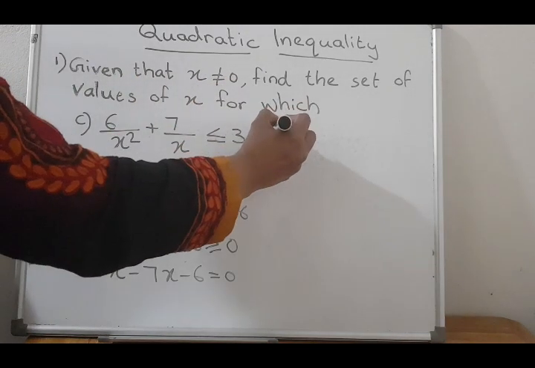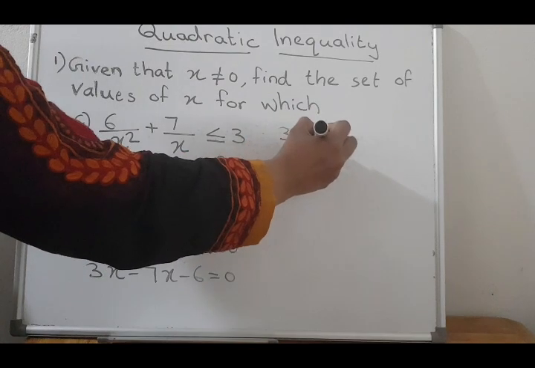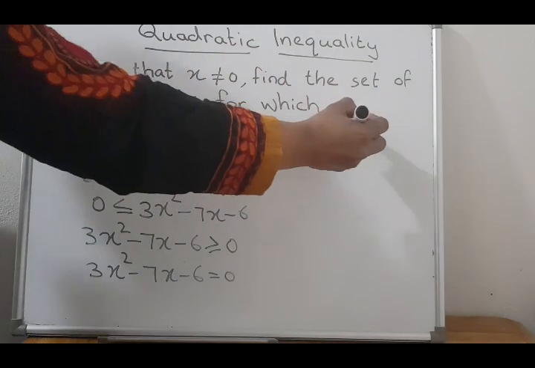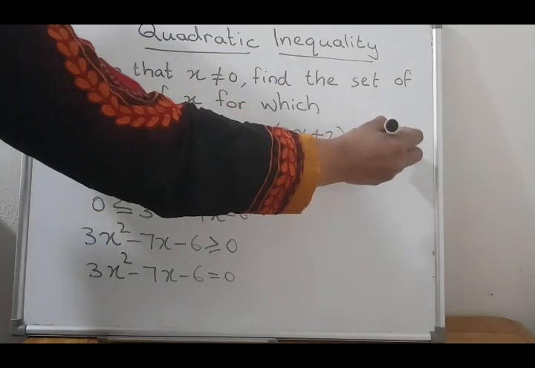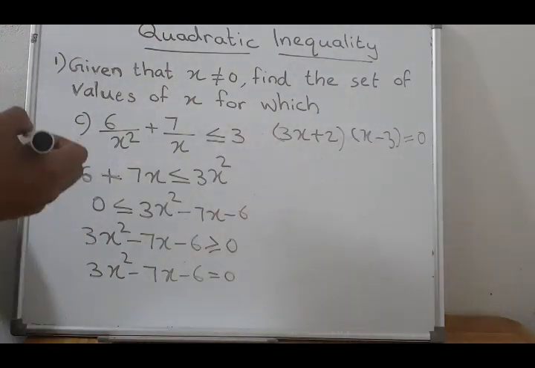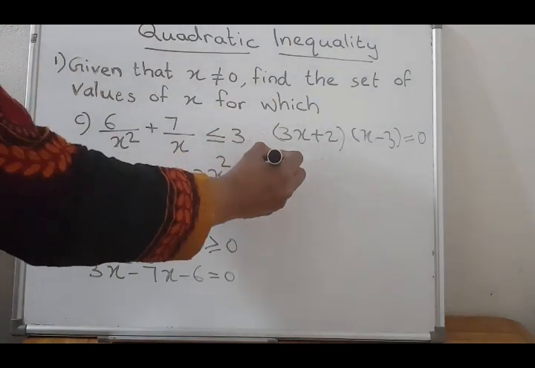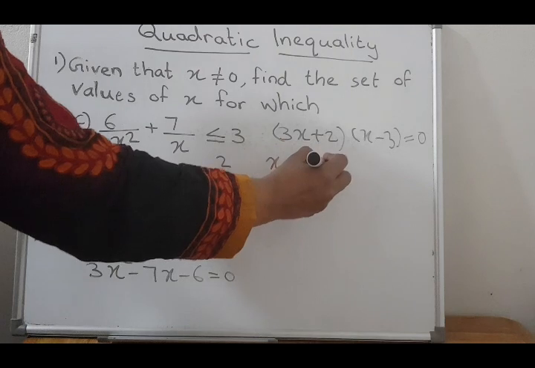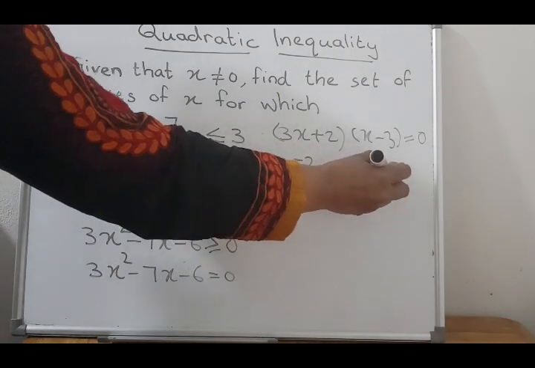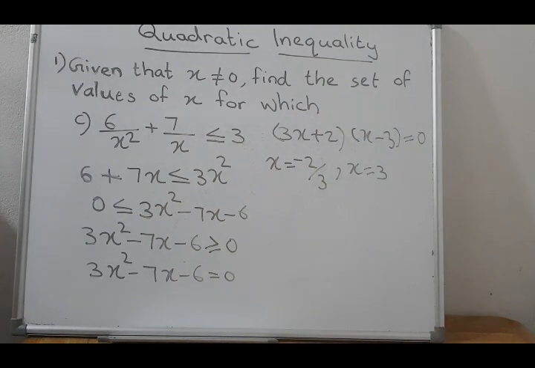So we will get 3x plus 2 times x minus 3 is equal to 0. That gives x equal to minus 2 by 3 or x is equal to 3. So we have got the critical values. Once we get the critical values, we can sketch it.